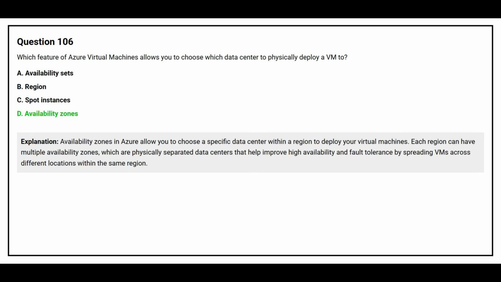Availability Zones in Azure allow you to choose a specific data center within a region to deploy your virtual machines. Each region can have multiple availability zones, which are physically separated data centers that help improve high availability and fault tolerance by spreading VMs across different locations within the same region.